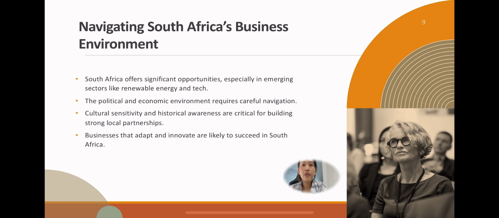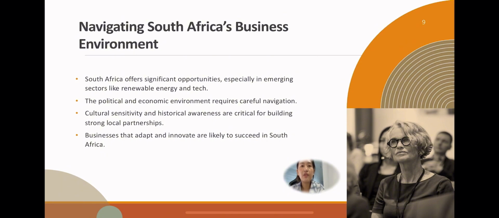Like I said, South Africa is a key player in Africa's economic landscape. Despite facing challenges such as slow growth, high unemployment, and inequality, it remains one of the continent's largest and most diversified economies. We have highlighted industries like renewable energy, technology, and financial services as areas with significant growth potential. The country is investing heavily in its infrastructure and urbanization efforts, providing long-term opportunities for companies in sectors ranging from construction and logistics to tech development.